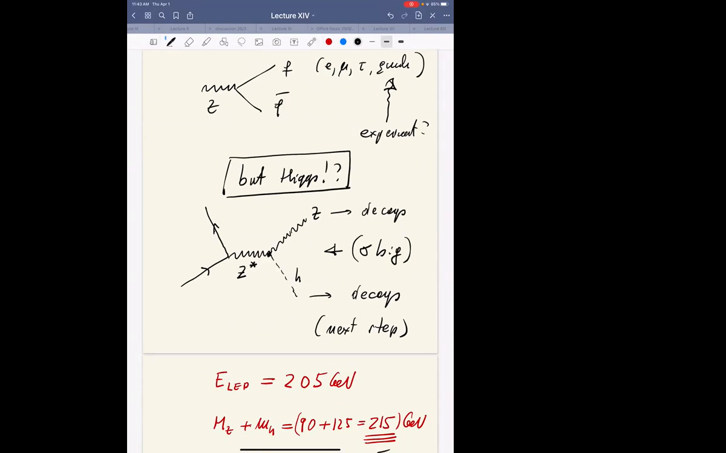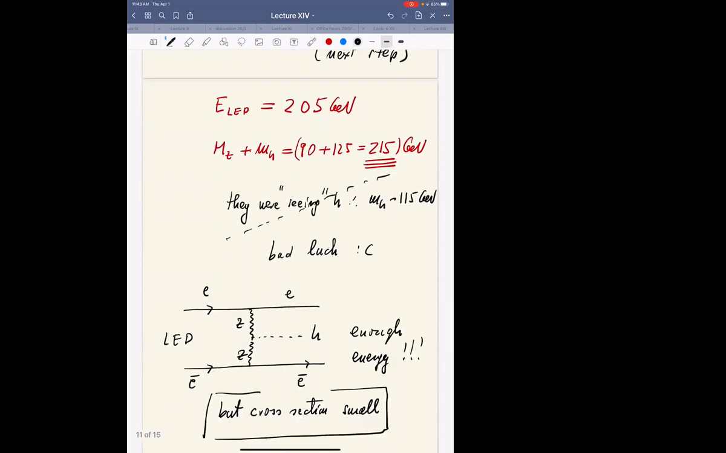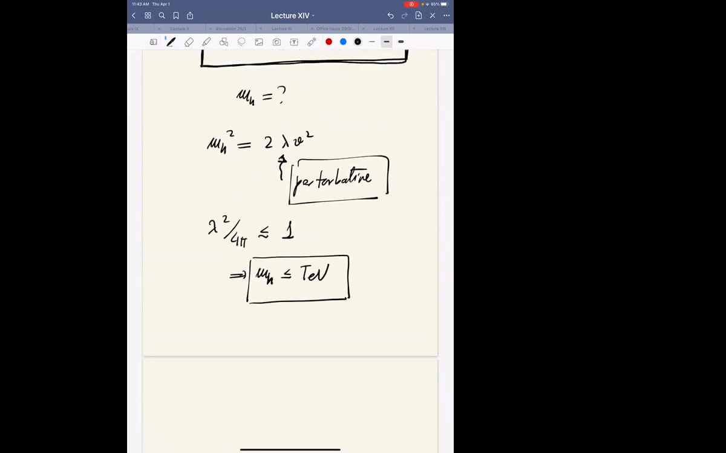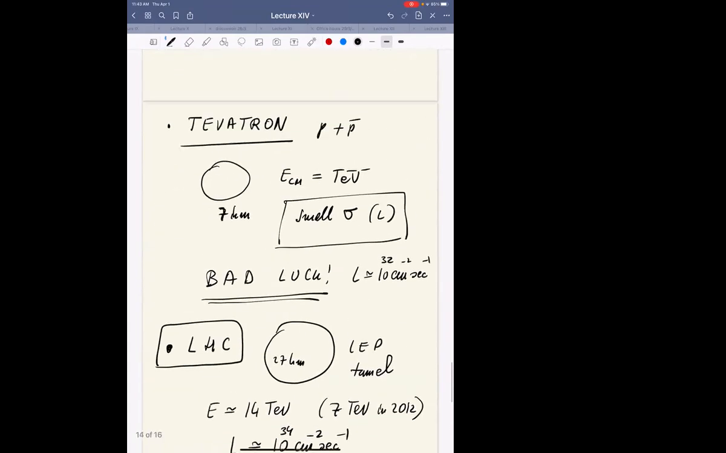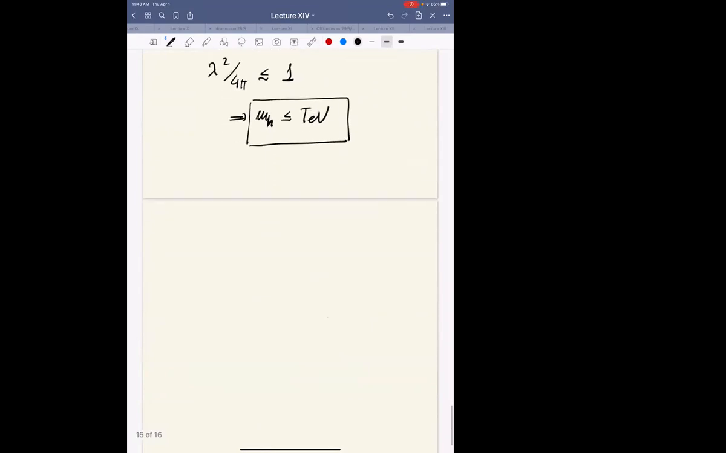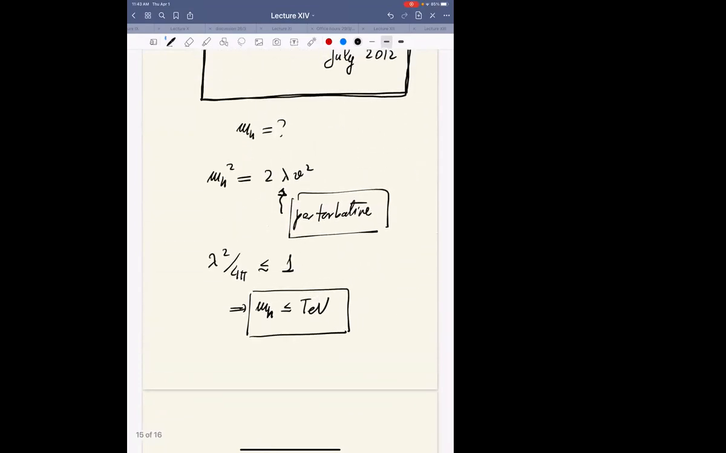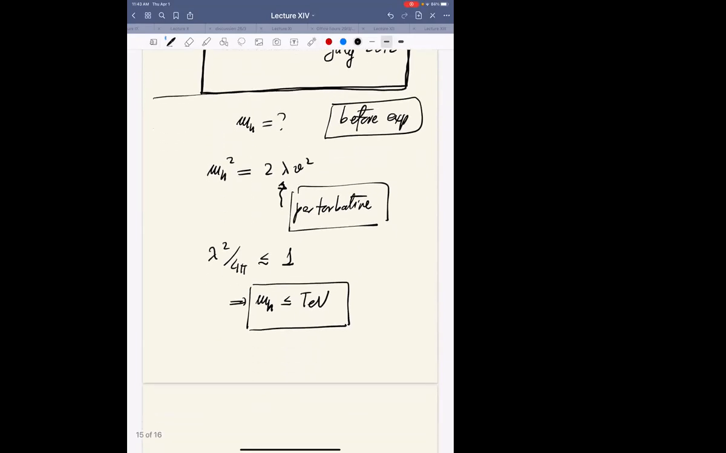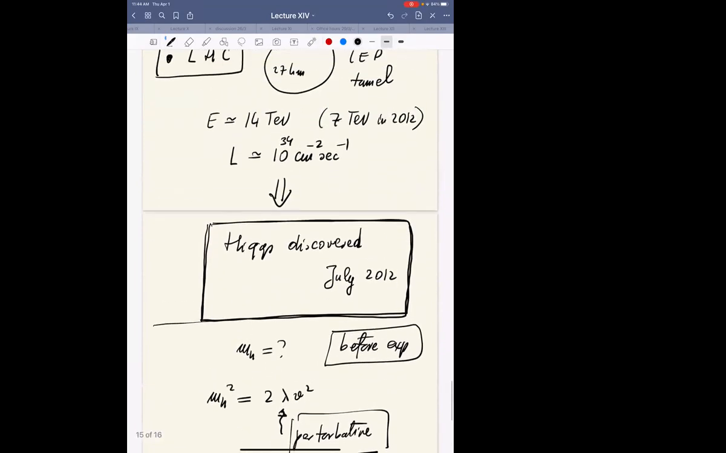This is this famous Z factory. Sigma is big, but the bad luck was not having enough energy. The people at LHC said, no, look, we've got to make sure. So we'll build a big machine, a lot of energy. They had a big tunnel already, so they could afford this great adventure. And the Higgs mass, of course, this was before experiment. Once you find the Higgs, we'll talk about what it decays into in a moment. But the machine was built so that you see that's why they wanted to have a lot of energy.